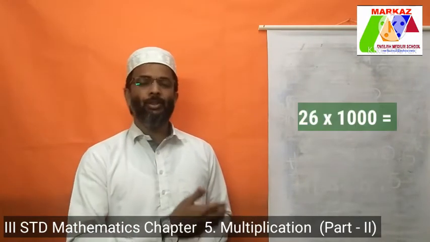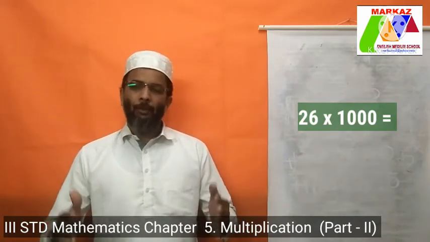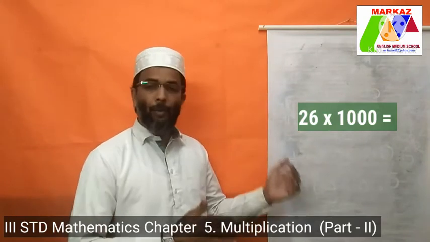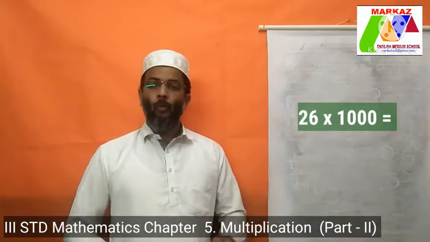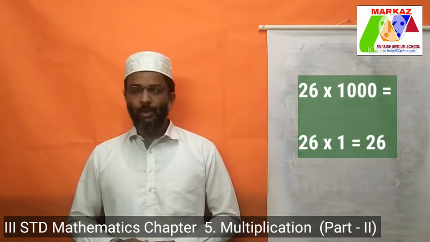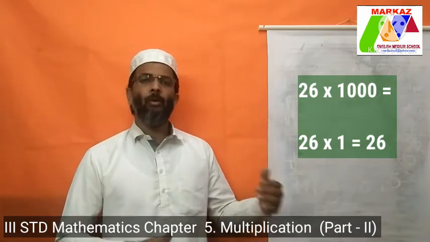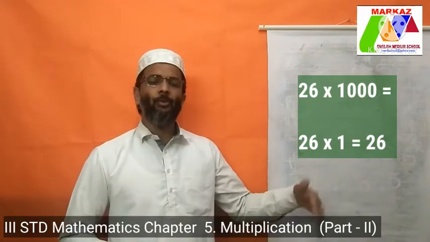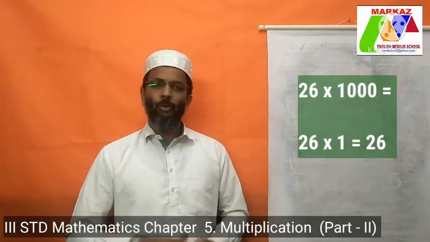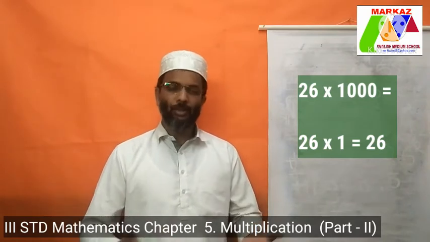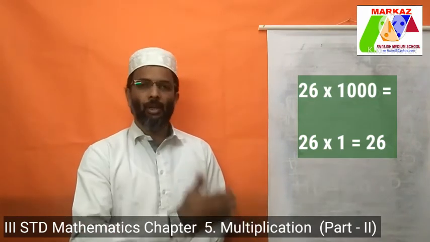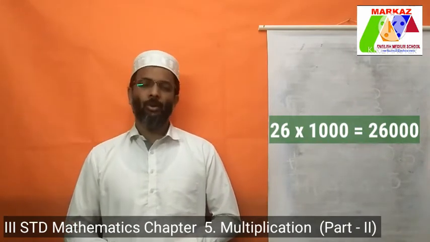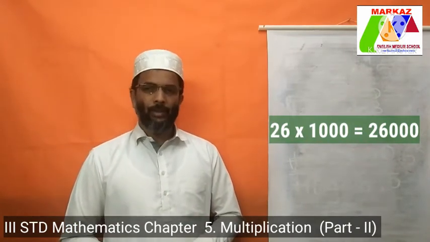Next, 26 into 1000. When we multiply a number by 1000, first multiply the number by 1 and add 3 zeros to the right of the product. 26 into 1, 26. Then put 3 zeros after 26. Answer is 26,000. One more example.